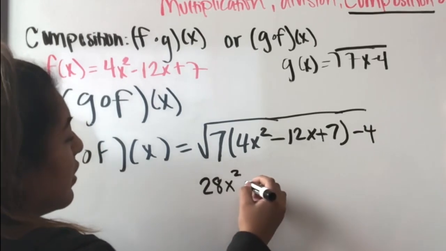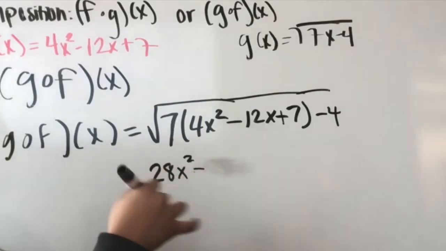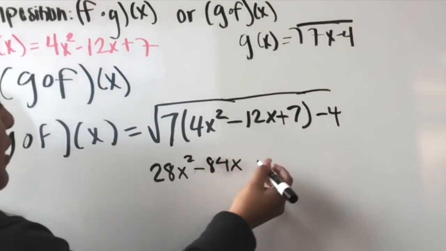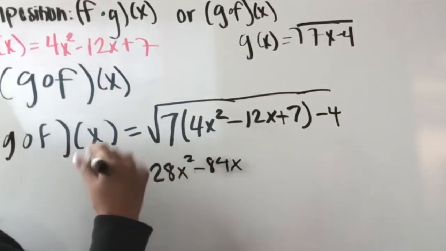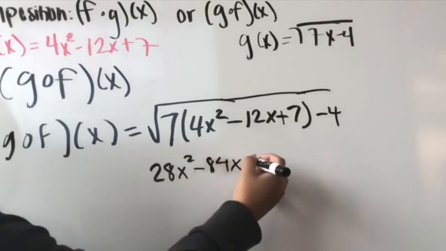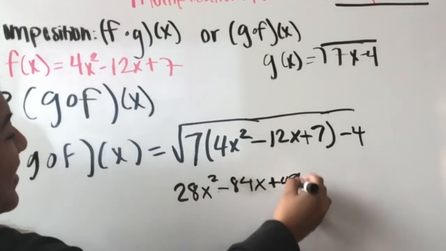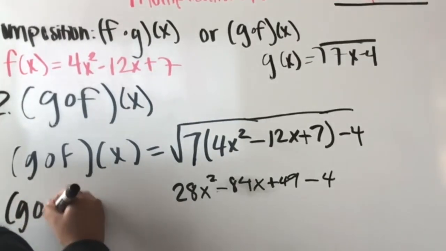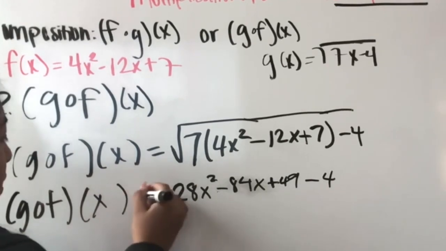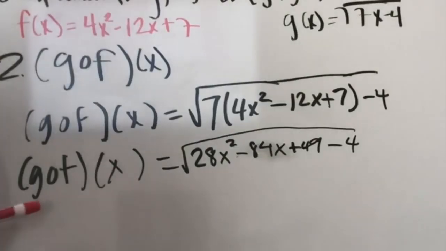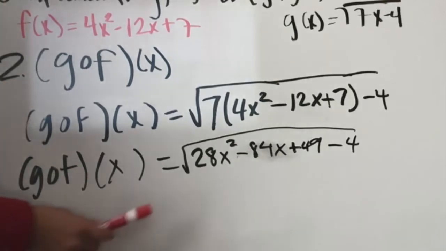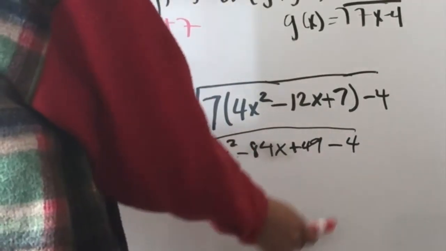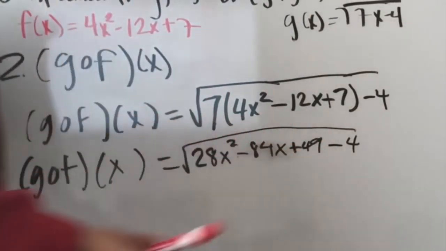So that would be 28x to the second power. Then 7 times negative 12x, and we get negative 84x. And then we take 7 times 7, and we get 49. Now this is our new function, g composed of f of x equals 28x squared minus 84x plus 49 minus 4, all under the radicand.